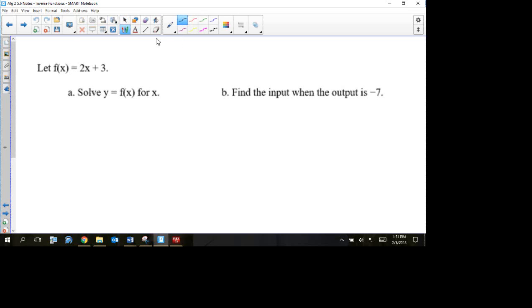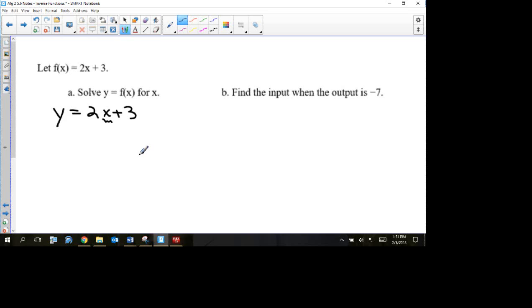Alright, so we're going to start and learn about inverses by doing this exercise. It says first change f of x into y. Because you know f of x is the same thing as y. Then it says solve this equation for x, so we're going to get x by itself.